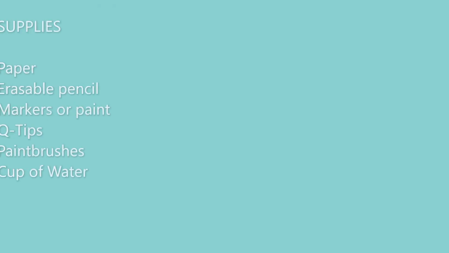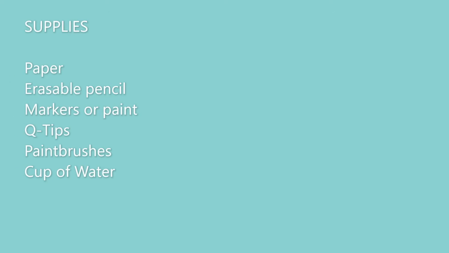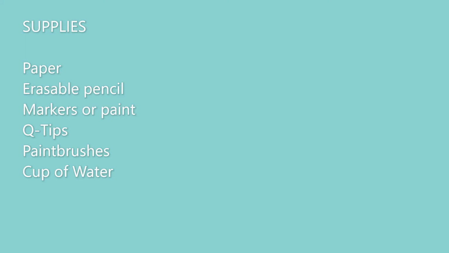Activity time! Today we are going to be using pointillism technique to model how matter makes up something we see. Now is the time to gather supplies shown on your screen. We're going to be using paper, erasable pencils, markers, or paint, and if you are using paint you'll also need paintbrushes or Q-tips and a cup of water to wash them off.